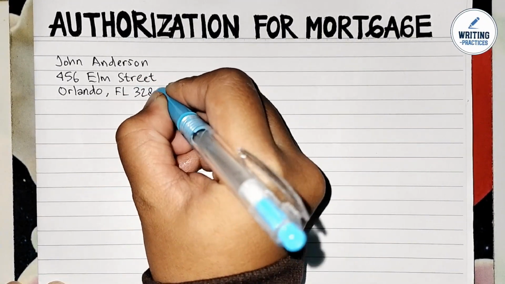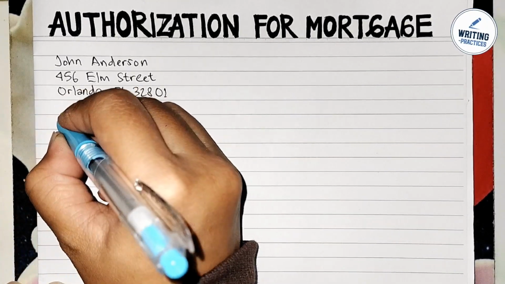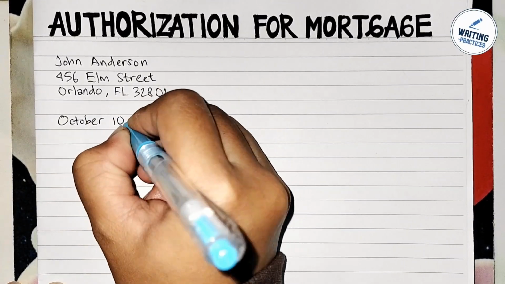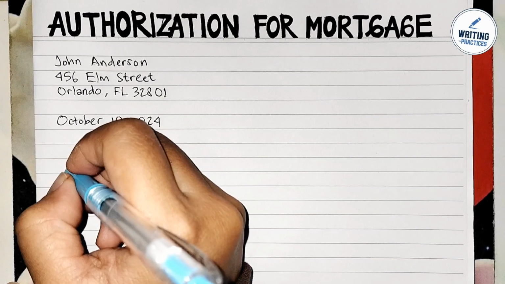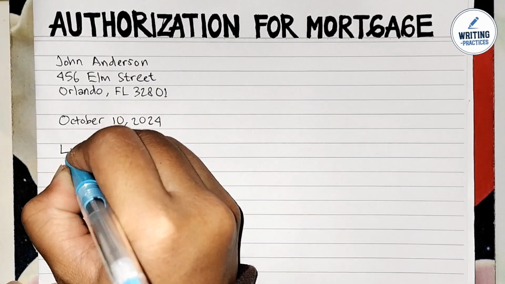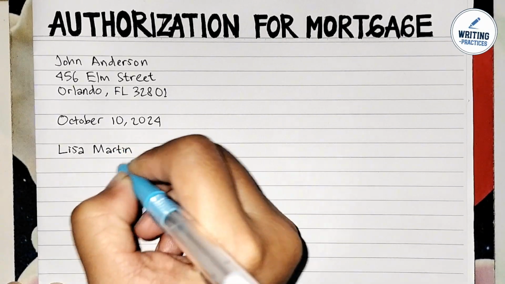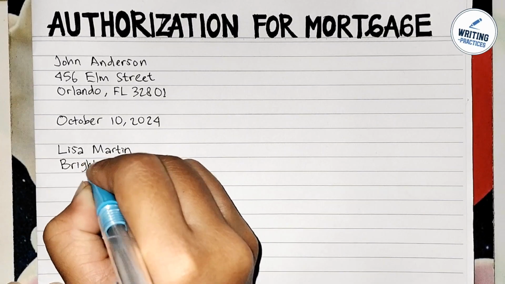This may include authorizing someone to obtain information, communicate with lenders, make decisions, or handle documentation related to the mortgage. The letter specifies the scope of the authority given, including specific tasks or responsibilities assigned to the authorized party. Here, Writing Practices will show you how to write an authorization letter for mortgage step by step.